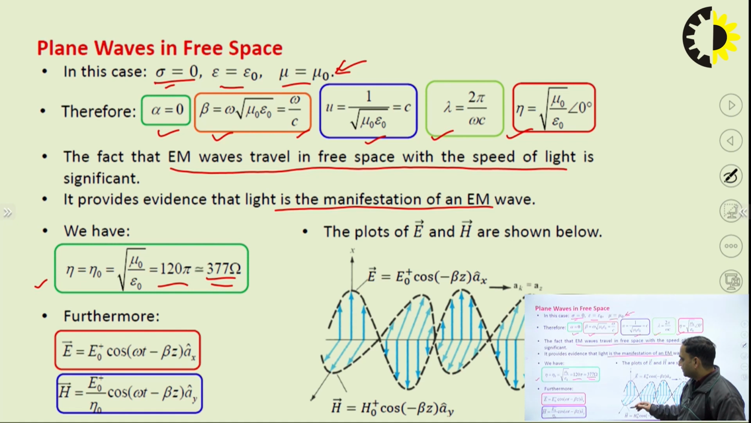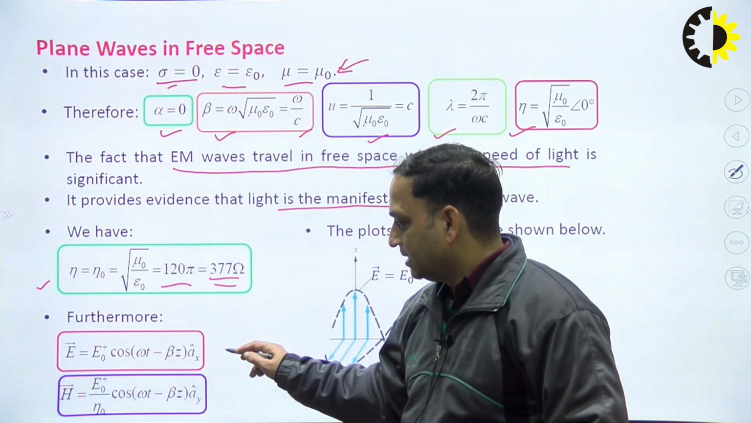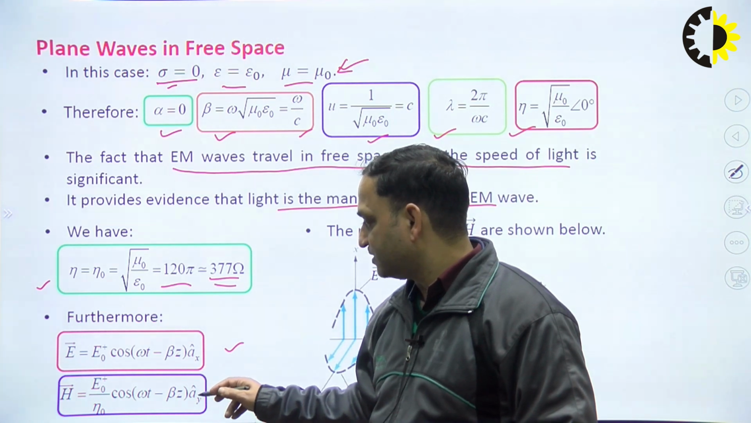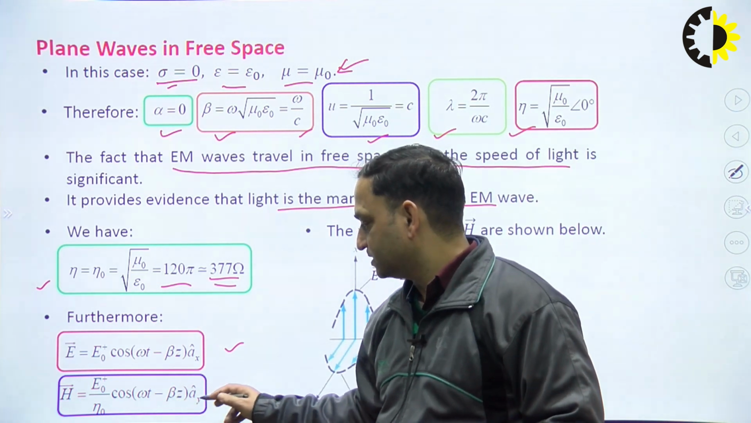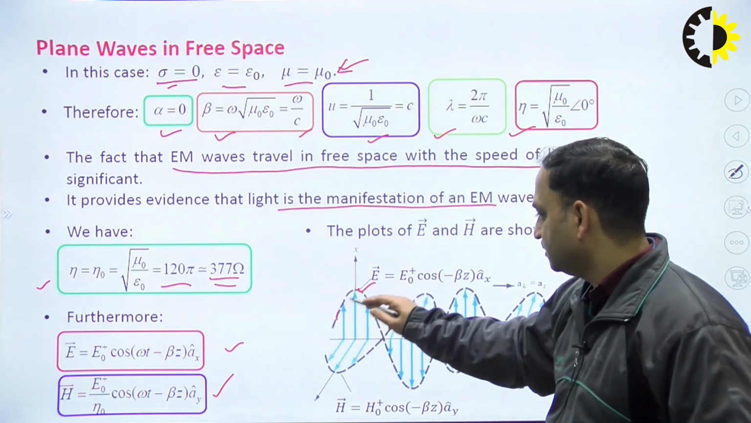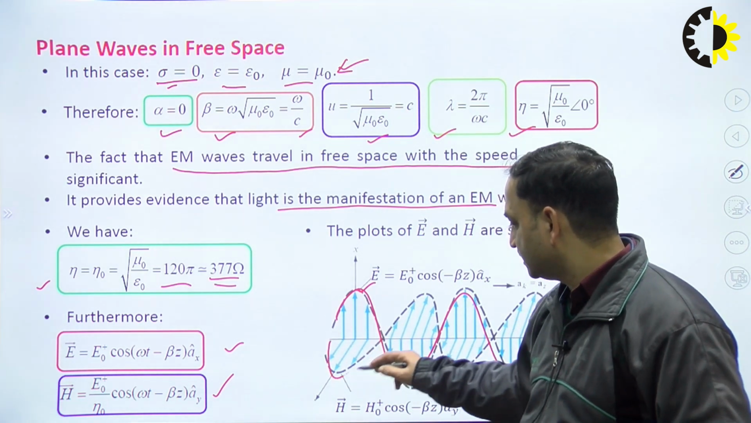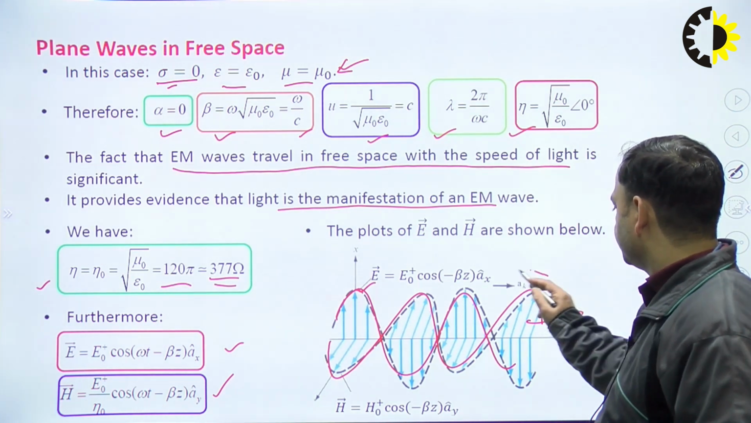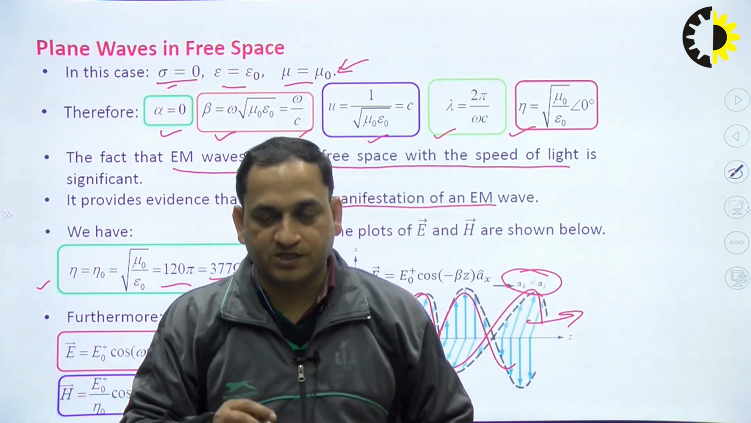Now the last point: for wave propagation in free space, E is equal to E naught plus cos omega t minus beta z, because these are in the same phase, so theta is 0. So H will be E naught plus upon eta naught cos omega t minus beta z ay. When we draw this, the E component will be in the x direction. You can see here, this is E, and H is in the y direction. And the wave is propagating in the z direction. So the assumption here is the wave is propagating in the plus z direction.